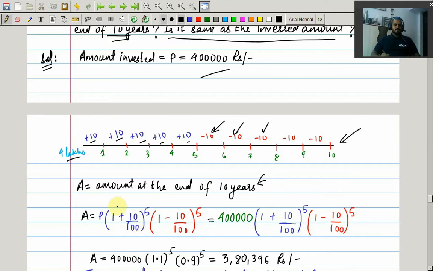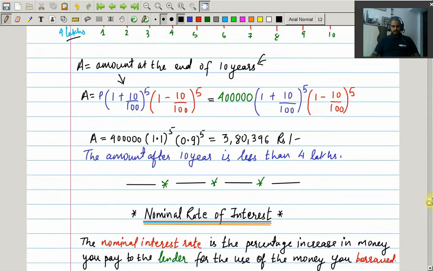So what I've done here, I have taken the depreciation and the compounding simultaneously, meaning increase and decrease at the same time. For the first 5 years, I have positive 10%. So this bracket is for growth and this bracket is for downfall. So 4 lakhs, simplify this, you will get 3 lakh 80,396 rupees, which is less than 4 lakh.